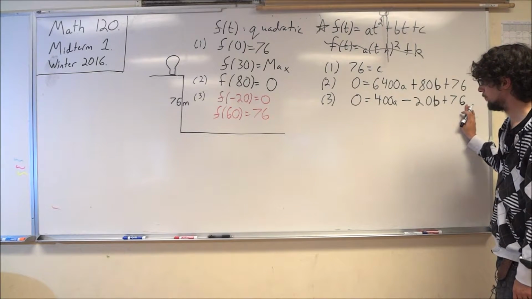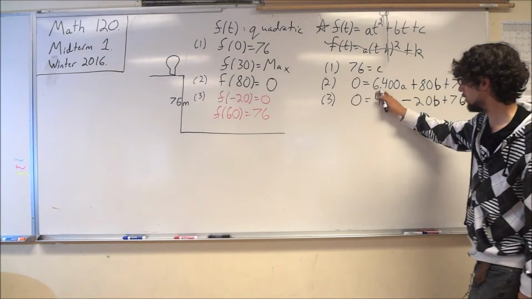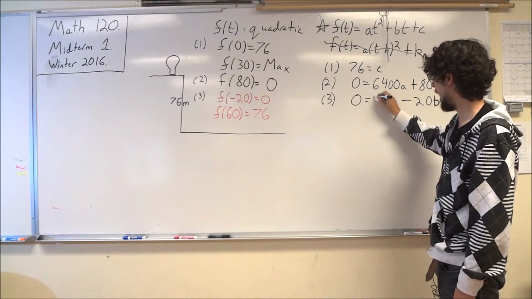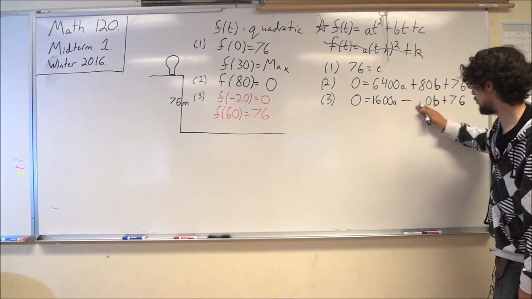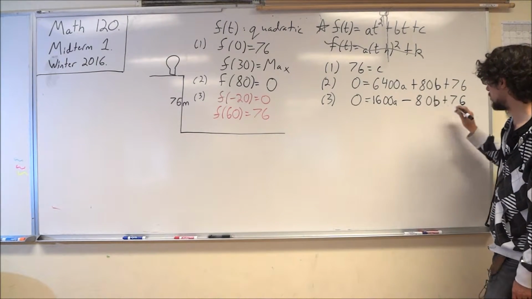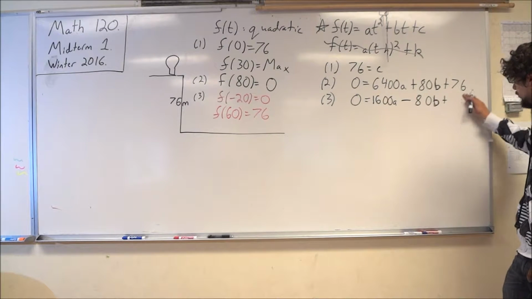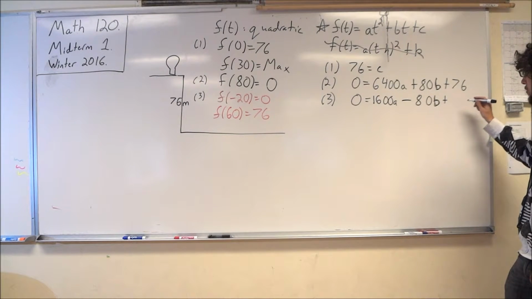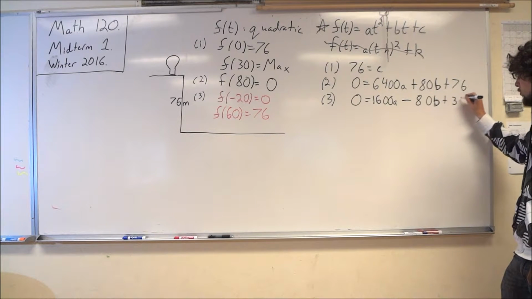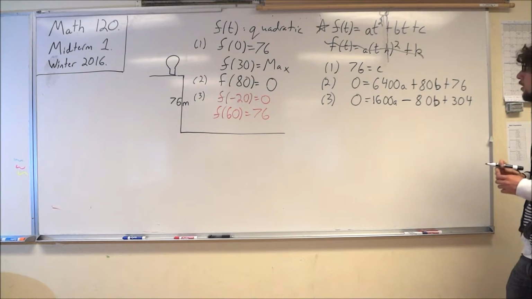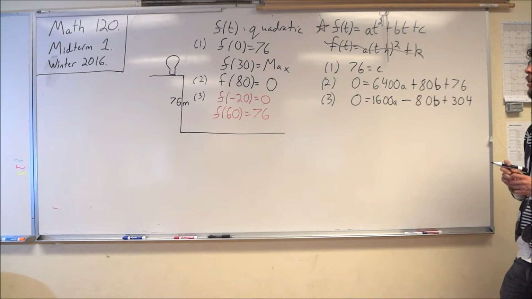I'm going to be somewhat brash and just do it right here rather than writing it on a line underneath. I'm multiplying through by 4. 76 times 4 is 280. This should be 304.